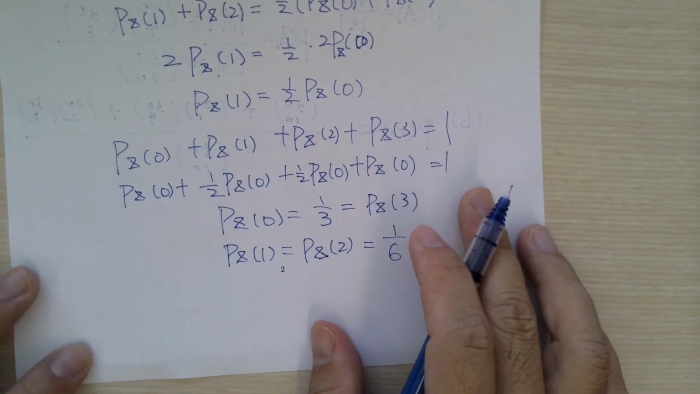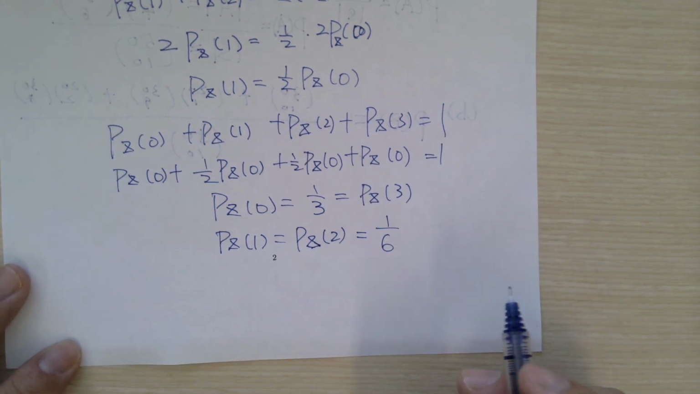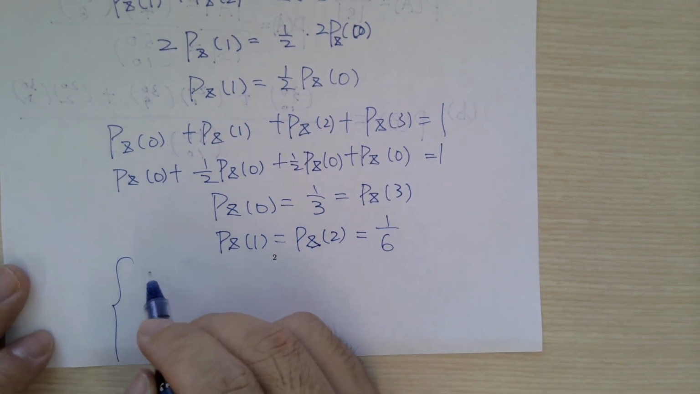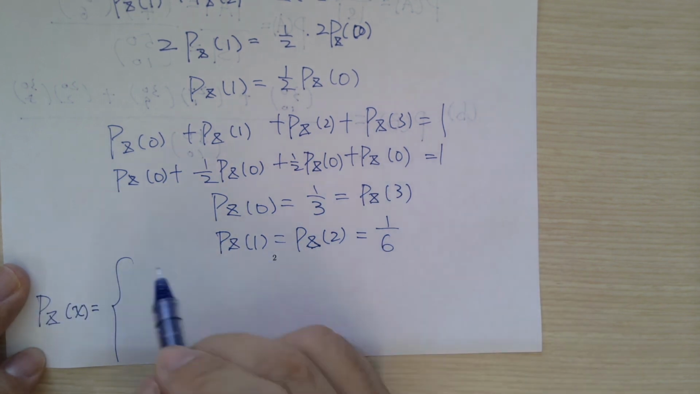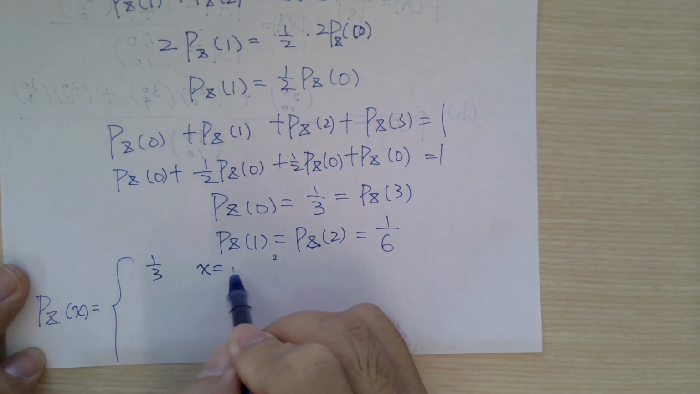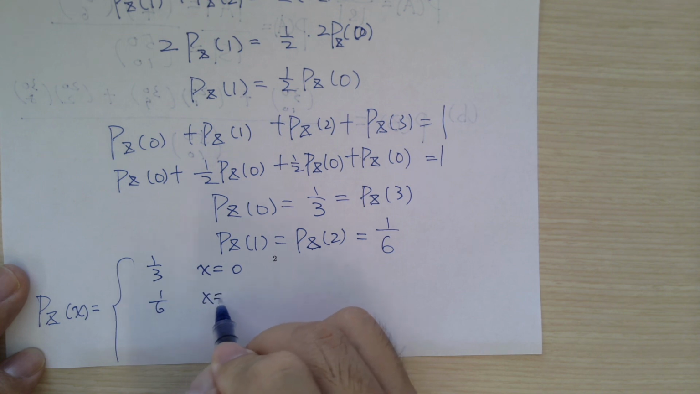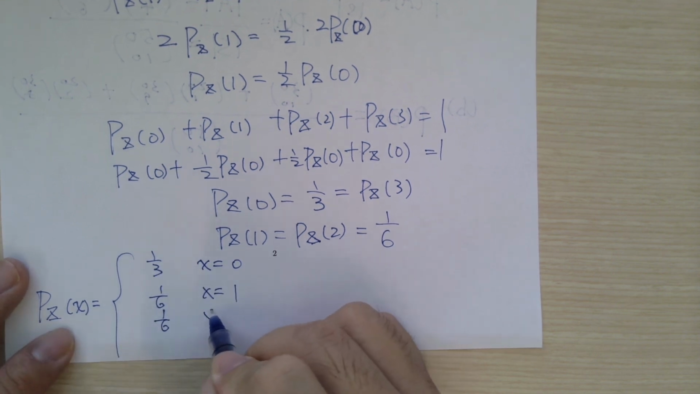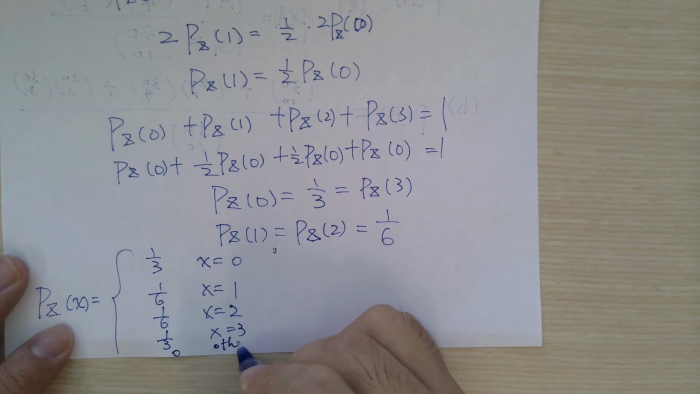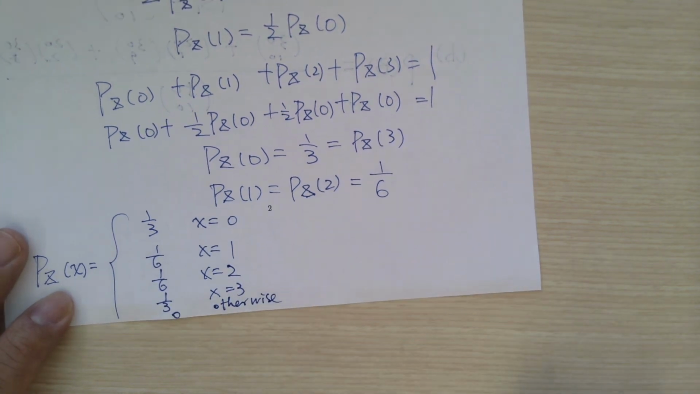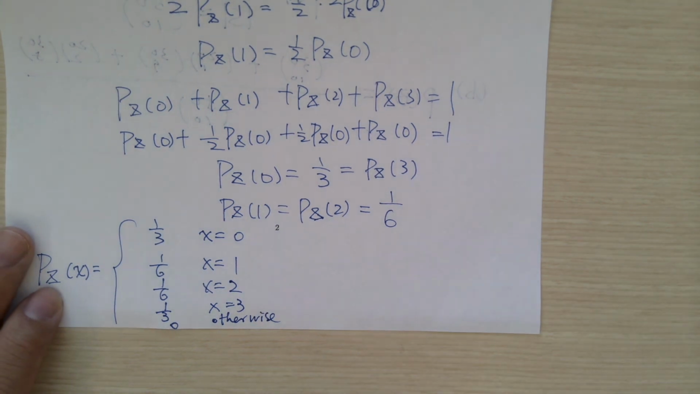So what is the PMF? So as you can see, this is 1 over 3 when x equals 0, 1 over 6 when x equals 1, 1 over 6 when x equals 2, 1 over 3 when x equals 3, and 0 otherwise. Okay, so that's how we solve this problem. Okay, so it's super simple.